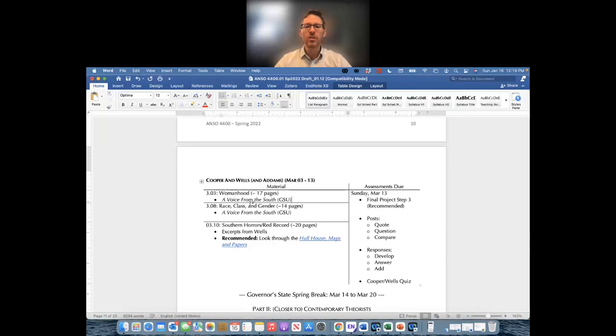Ida B. Wells wasn't technically a sociologist, but she was a social theorist and investigator. We will be reading some excerpts from her book, The Red Record. And then I highly recommend that people look through Jane Addams' Hull House Maps and Papers. Jane Addams received the Nobel Prize for her work.